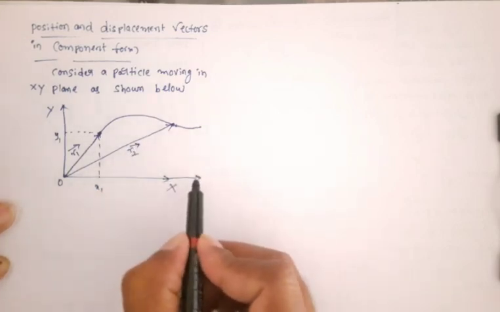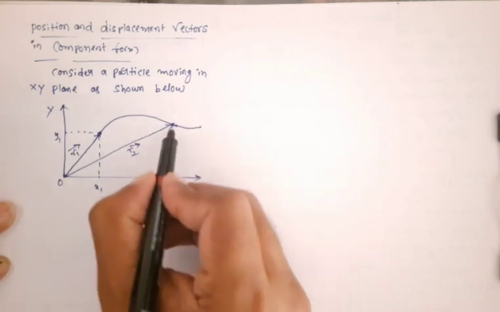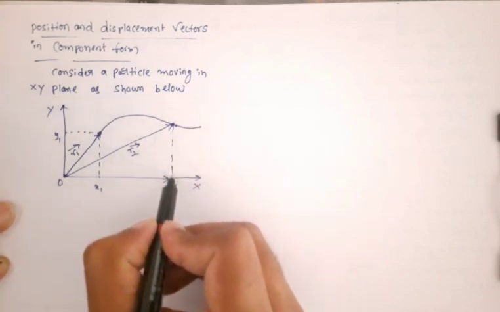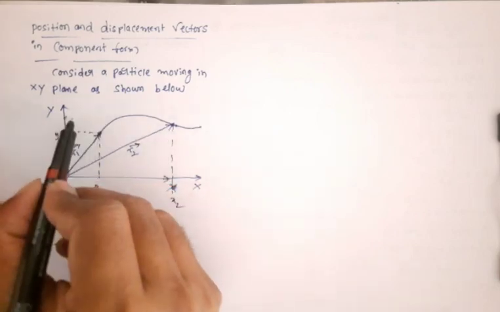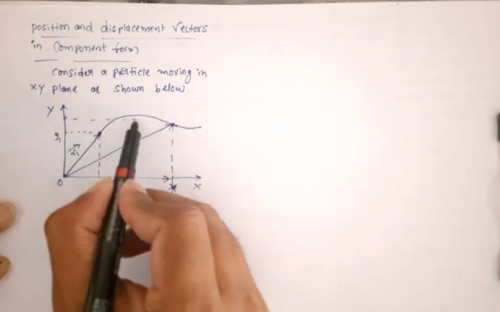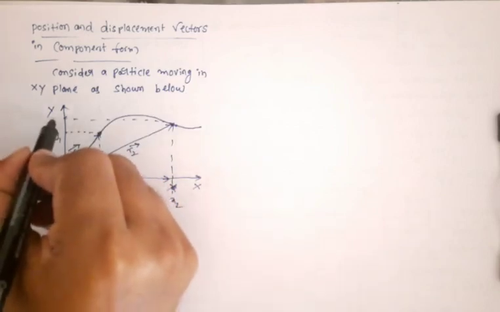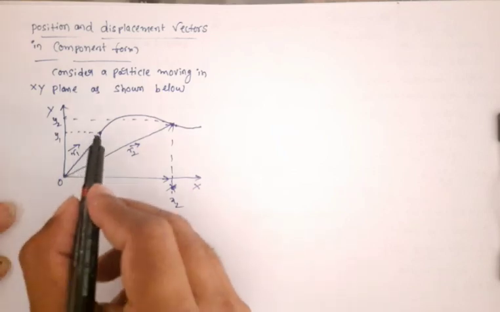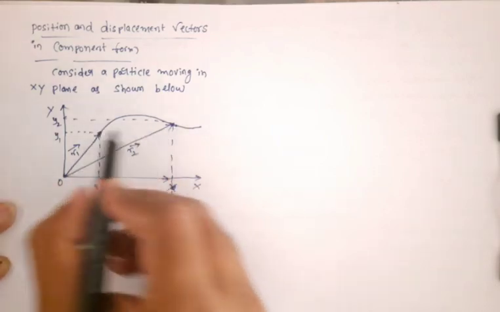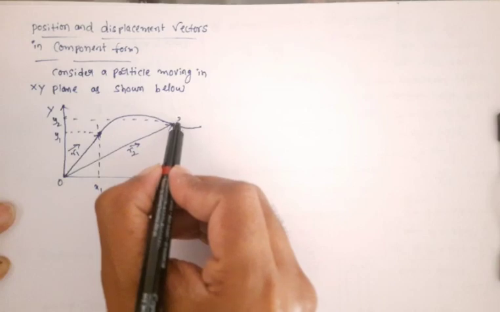Take like this. Now the coordinates of this point, let's say this point is x2, and from here to here, let's say this point is y2. Now can we write position vectors of initial point 1 and final point 2? Let's say point 1 and point 2.